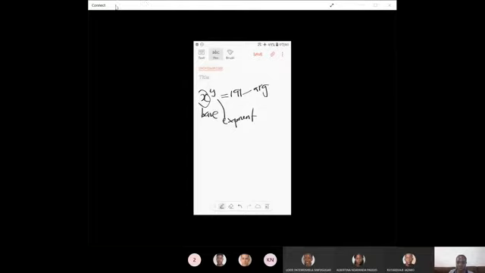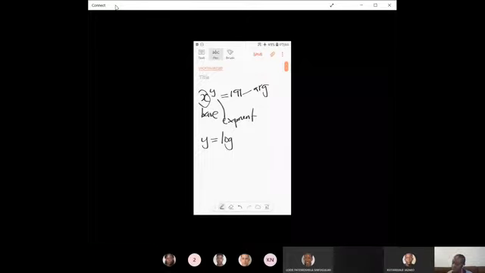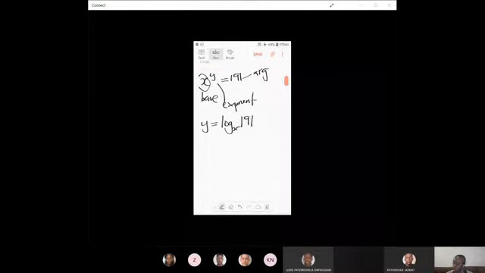Okay, so the subject of the formula is always the exponent. So I will say y is equal to log of the base. The base is x, and then the argument 191. So that is how I would write that one. Okay, so the others, I would do them in pretty much the same way.